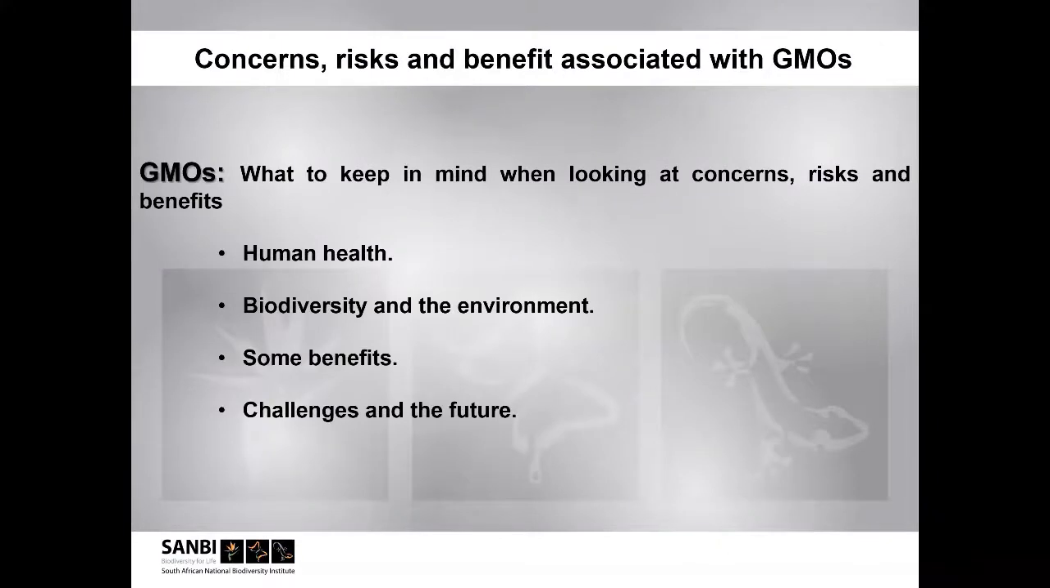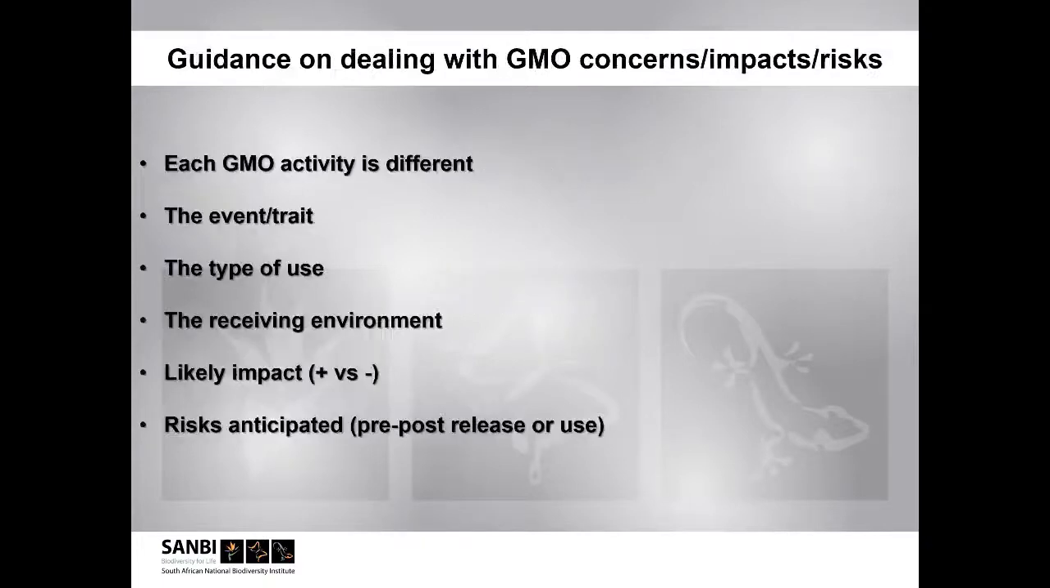So mostly when we look at these risks and benefits, we look at the human health, biodiversity, and the environment, obviously some bit of benefits, and it's always good to look at the challenges that we face now and what the future might hold for us. So a bit of guidance when dealing with GMOs, concerns, impacts, and risk. We firstly have to look at that each and every GMO activity is different. When you look at maize and you look at the risks associated with maize, they might not be the same risk that you would look at when you look at cotton, for example.